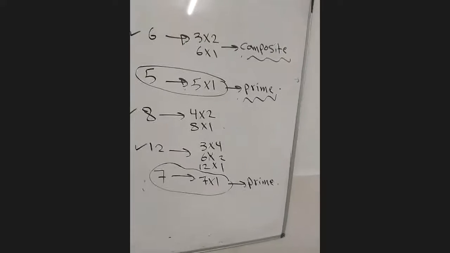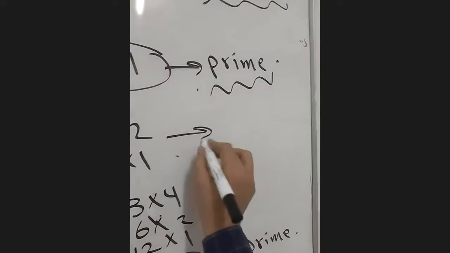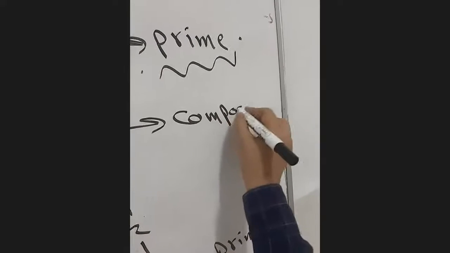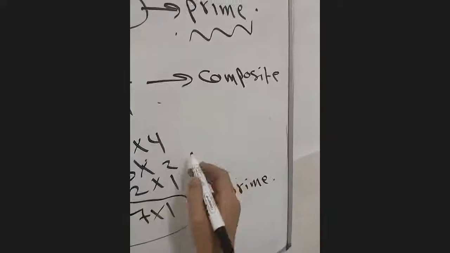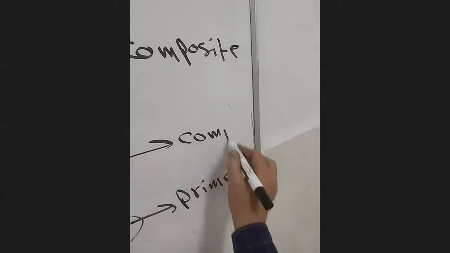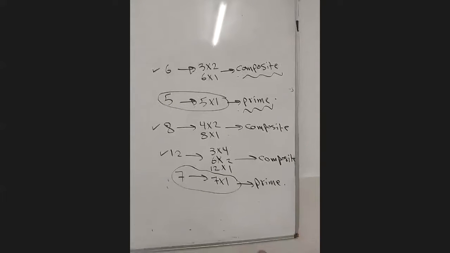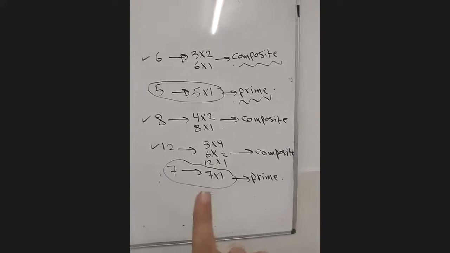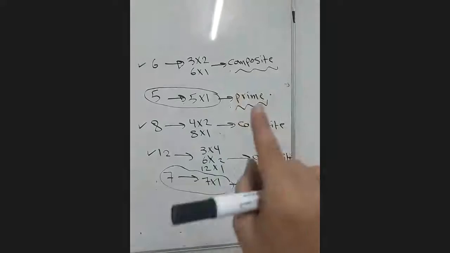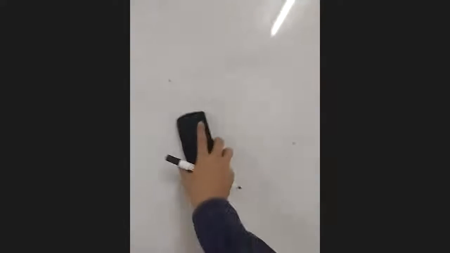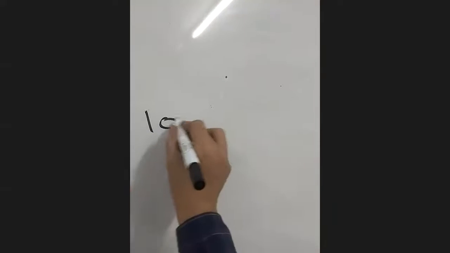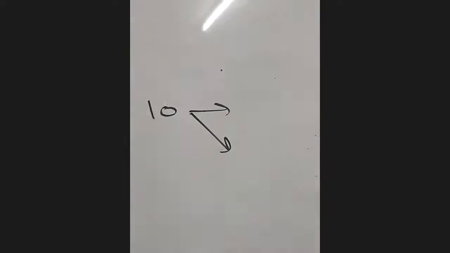Okay? The 8, what do we call it? Composite. The 12 composite. So the primes, guys, in the timetable, if only 1 and the number, we call it prime. The composite, if we have others. Now, the number 10. Who can tell me 10 is prime or composite and why?